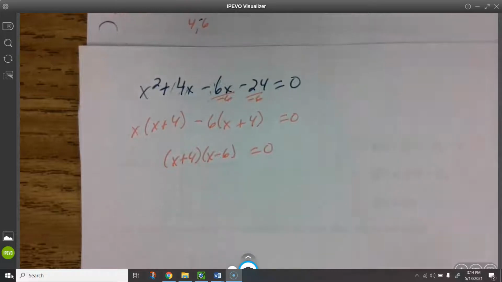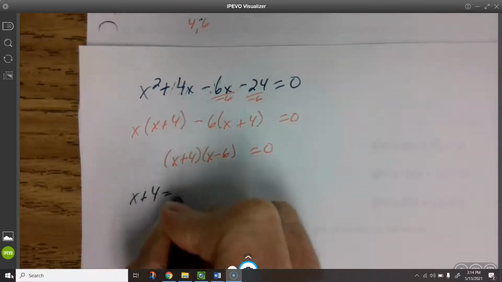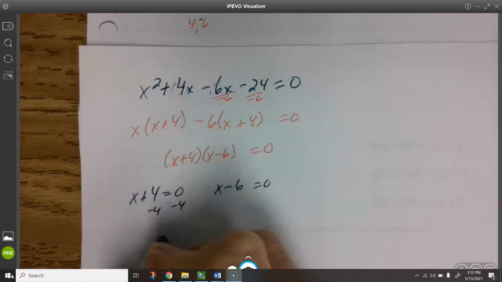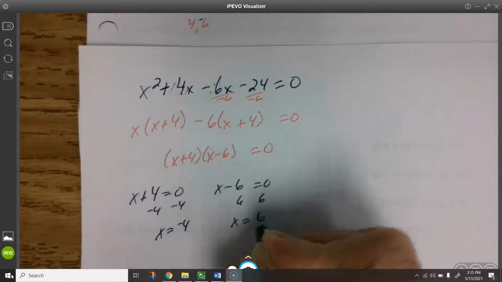Okay, we factored it completely. Once we've factored it completely, we take each of them and we set them equal to 0. And we solve. We get x is equal to -4, and x is equal to 6.